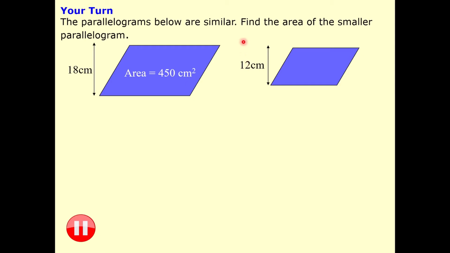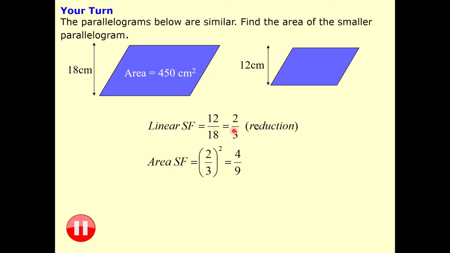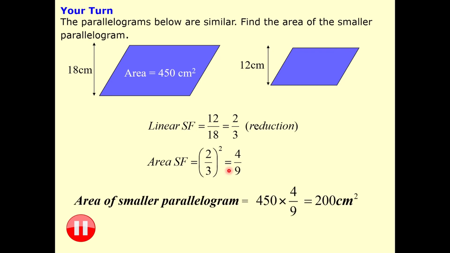So first step was to calculate the linear scale factor. This smaller shape is our new, so we're going to take new over old. So linear scale factor is 12 divided by 18. We can simplify that by dividing top and bottom by 6 to get 2 over 3. Second step is to square our linear scale factor to find our area scale factor. So all of that squared. So 2 squared gives you 4. And then 3 squared gives you 9. And then we've got our area scale factor. We can now use that to calculate that reduction. Okay, so the area of the smaller parallelogram is 450 multiplied by our area scale factor to give us 200 squared centimetres. And that is your final answer. So well done if you got that.